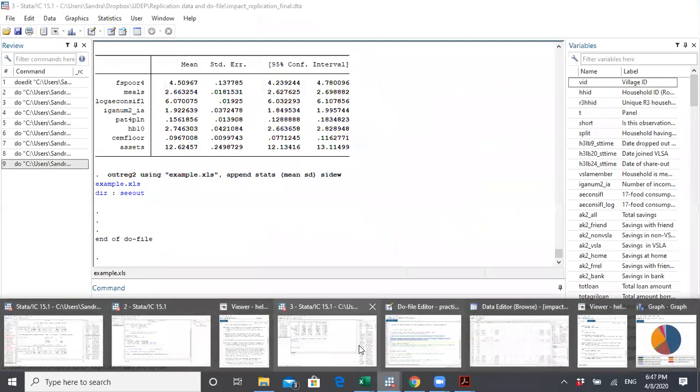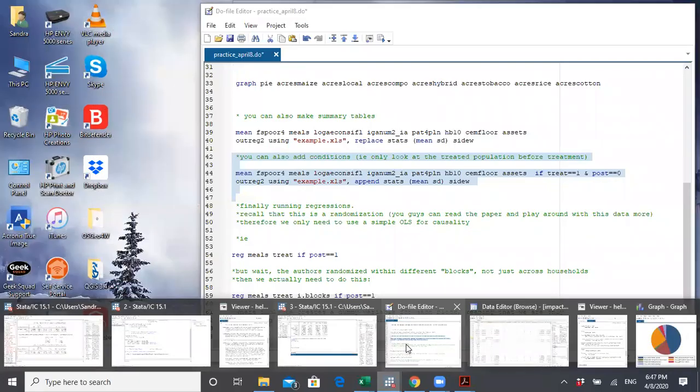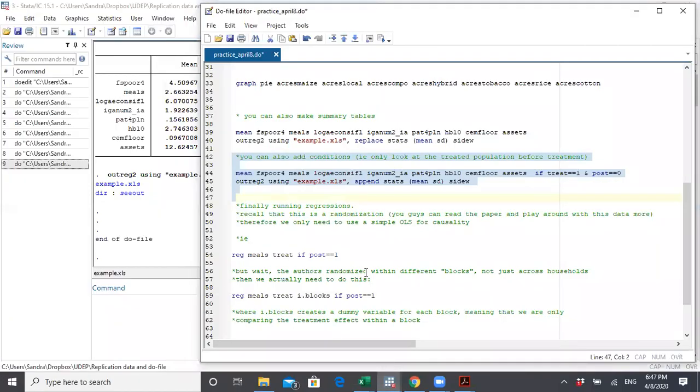The last thing you guys need to know how to do is run a regression. In this case, it's a randomization, so it's super simple. For example, if we're interested in the effect of receiving this treatment, a savings program, we want to know if it helps people eat more meals per day. Remember that we're only interested in post-treatment. We want to compare post-treatment for the treated versus not treated. So we say regress meals treat if post equals 1, because that's our after treatment.